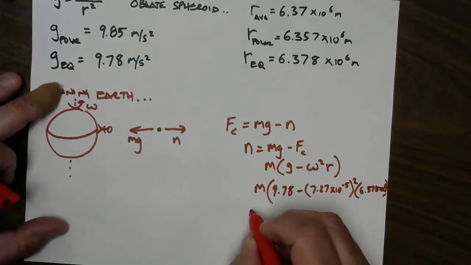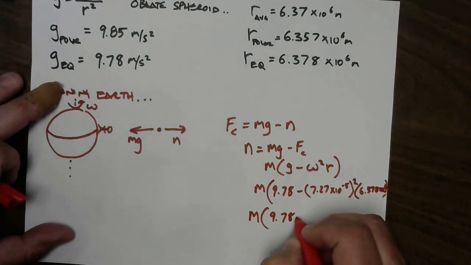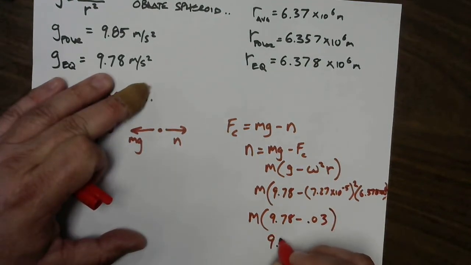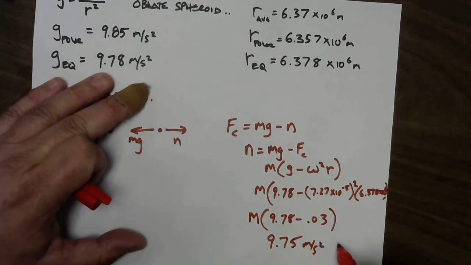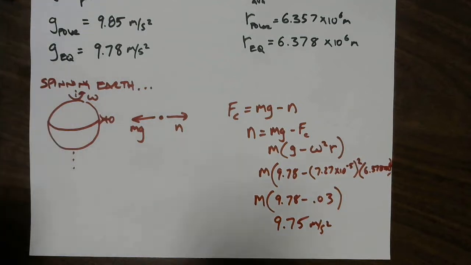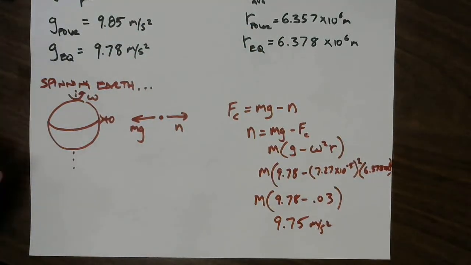Okay, when all is said and done, that's going to be 9.78 minus 0.03 for a grand total of 9.75 meters per second squared. That is your apparent acceleration due to gravity, because the Earth is spinning and it's an oblate spheroid. So those are some corrections, and that gives you an idea of the range of the acceleration due to gravity. There's some more things you can do.